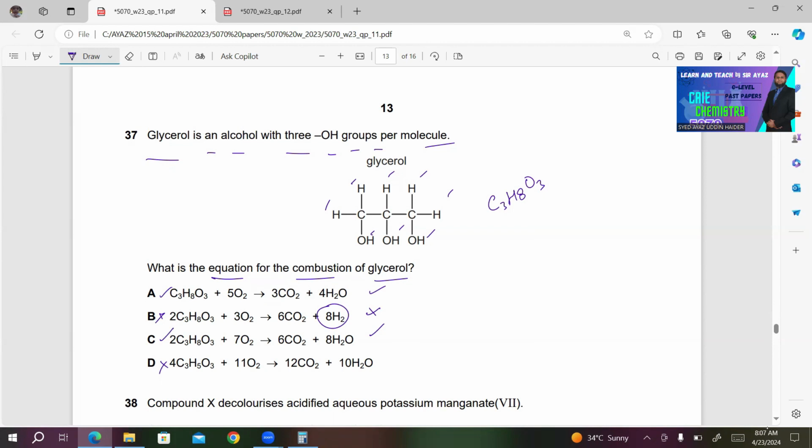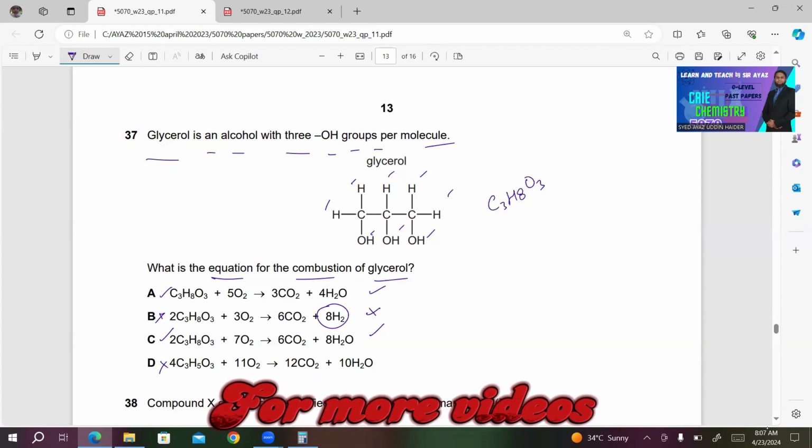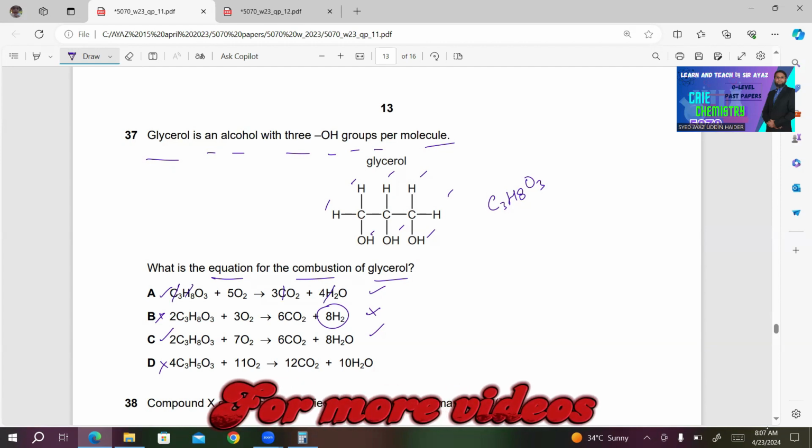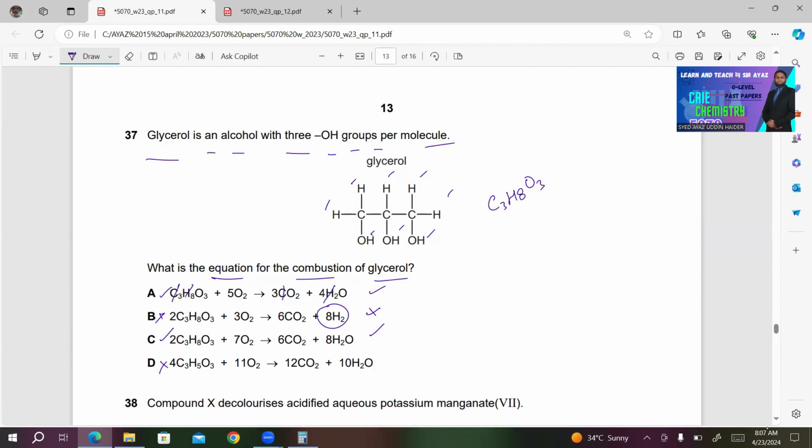Okay, let's check the balancing, the number of atoms on each side of the equation. In equation A, we have 3 atoms of carbon on the reactant side, 3 atoms of carbon on the product side. What about hydrogen? 4 twos are 8 atoms on the reactant side, 8 atoms on the product side. This is also correct. What about oxygen? 5 twos are 10, 10 plus 3, 13. Product side, 3 twos are 6, 6 plus 4, it's 10. So this is incorrect. C must be the right answer.